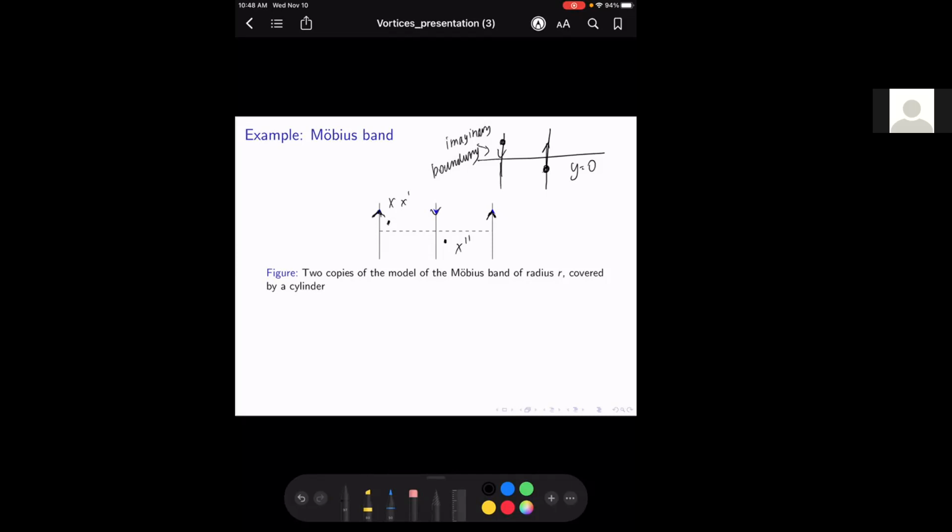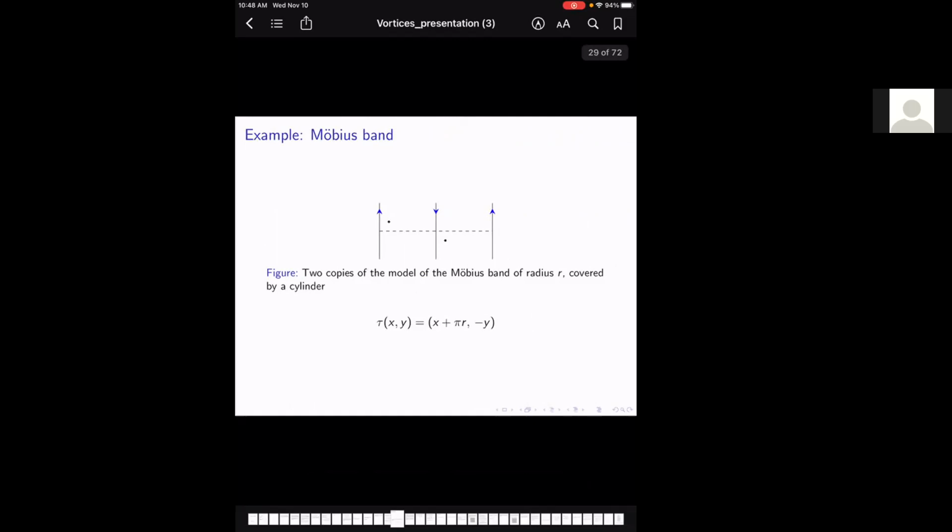So if we suppose that this length is pi r, then tau of, let's say, the point with coordinates x0, y0 is going to be x0 plus pi r and minus y0, right? So we are reflecting everything and shifting it pi r to the left. So yeah, this is written in a better handwriting.